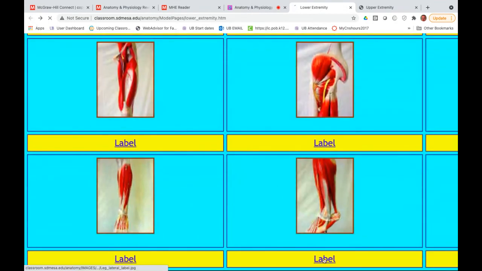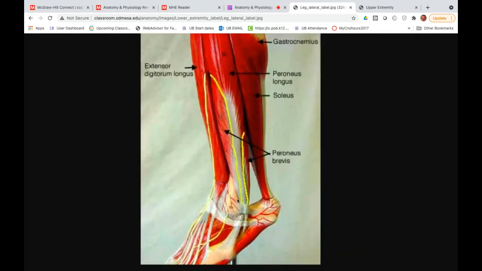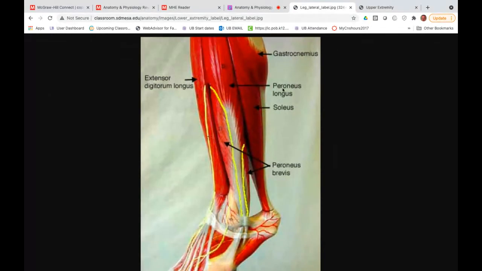So let's look at the lateral leg here. Here's the ankle. That's the lateral malleolus. So here's Peroneus longus and Peroneus brevis. Longus is much more superficial. Brevis is on the outer perimeter of it. But here's the longus. If we follow it down, here's the tendon of it.